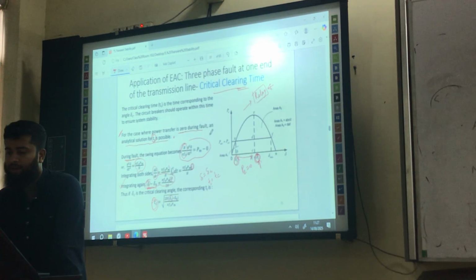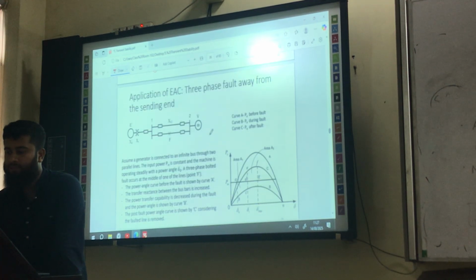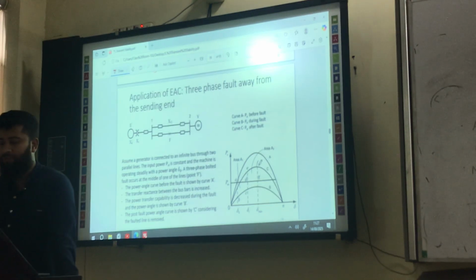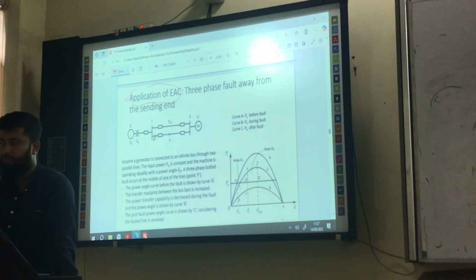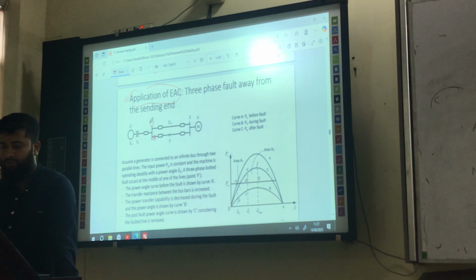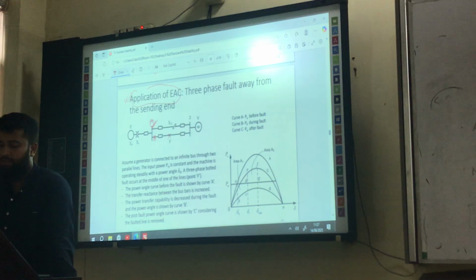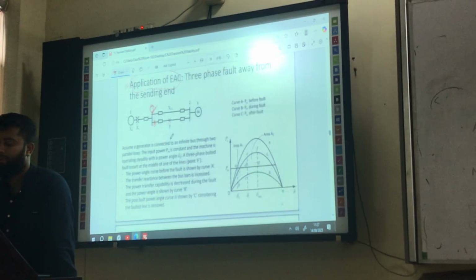Now the next case is the three-phase fault away from the sending end. This is another application of the case. Here, previously the fault was there, right? What will happen now? We will discuss it in the next class. This is our main case.